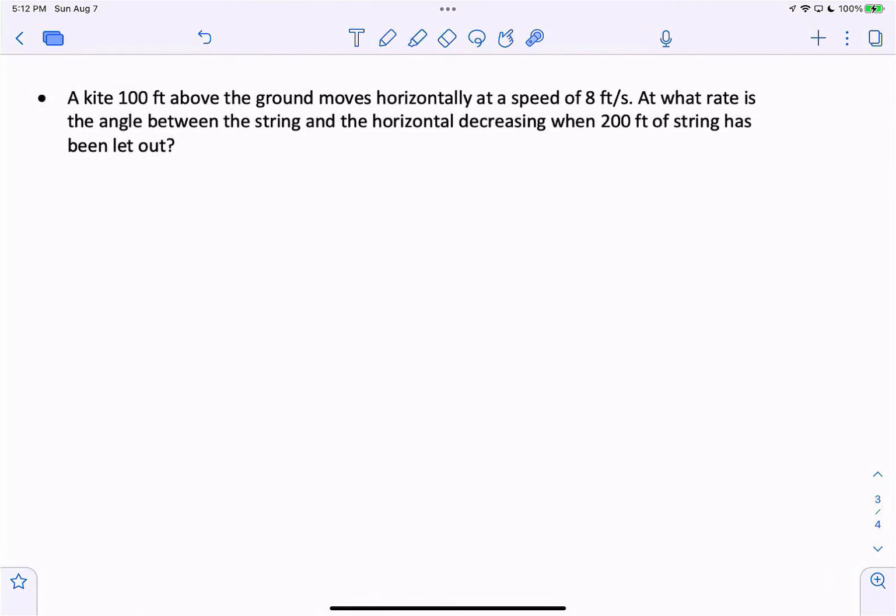I think you're ready to try one of these on your own. A kite 100 feet above the ground moves horizontally at a speed of 8 feet per second. At what rate is the angle between the string and the horizontal decreasing when 200 feet of string has been let out? I want you to draw a picture and write down an equation that connects variables in the picture before you differentiate. Get all that done and then come back to check what you got, and then you're going to take a derivative after that.